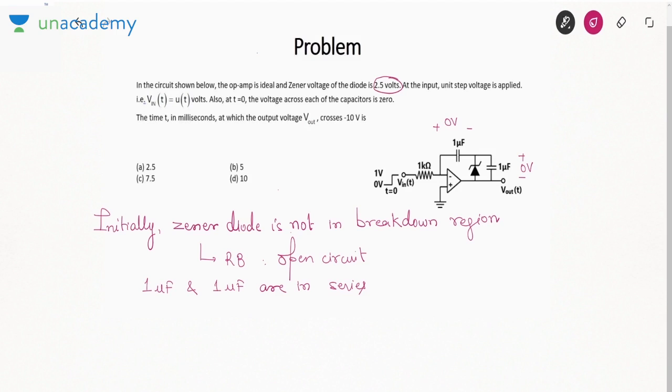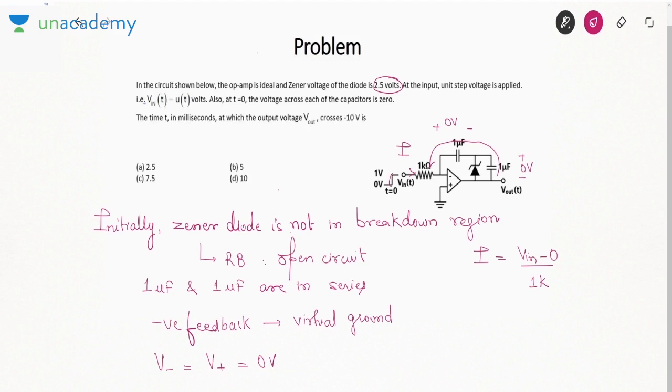Now due to these capacitors, we are completing the path of negative feedback. If there is negative feedback, we can apply the concept of virtual ground. That means we can say that the negative terminal voltage is the same as the positive terminal voltage, which is 0. So can you find out this current I then? Vin minus 0 by 1 kilo ohm. What is Vin? After t equal to 0, it is 1 volt. So it will come out to be 1 milliampere.